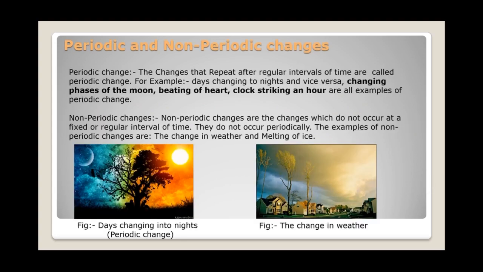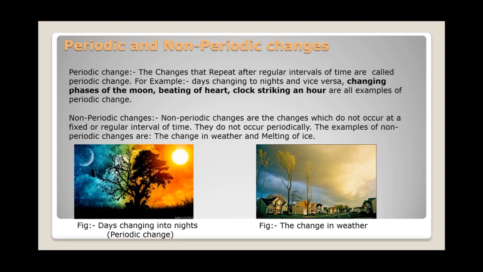The changes that repeat after regular intervals of time are called periodic changes. For example, days changing to nights and vice versa, changing phase of the moon, beating of heart, clock striking an hour, and there are many more changes such as oscillation of the pendulum of a clock and the change of seasons in every year.